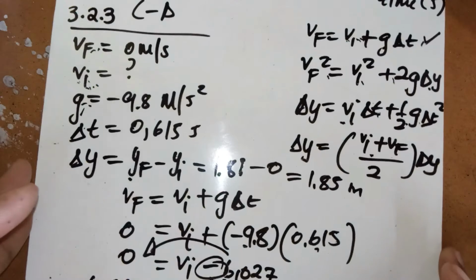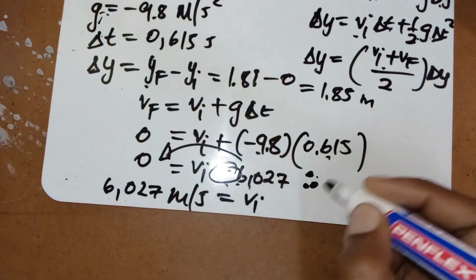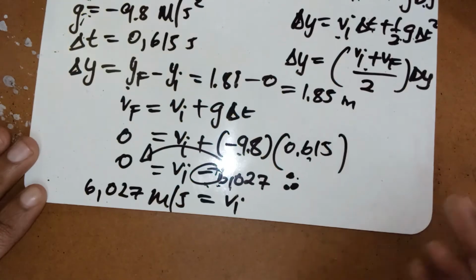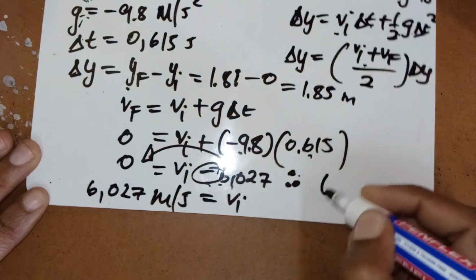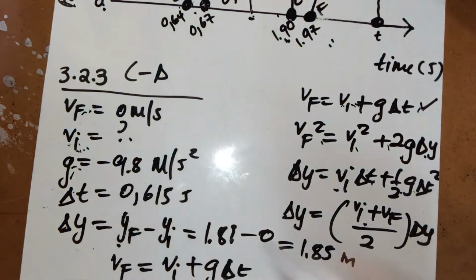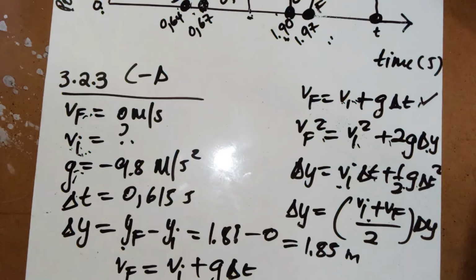So now we can just say, therefore, the speed at which the ball bounces off the floor for the first time is actually 6.027 meters per second. So we have found that speed. Let me just write this value. I don't know if I'm going to need it, but yes, 6.027 meters per second. I'm hoping that makes sense.